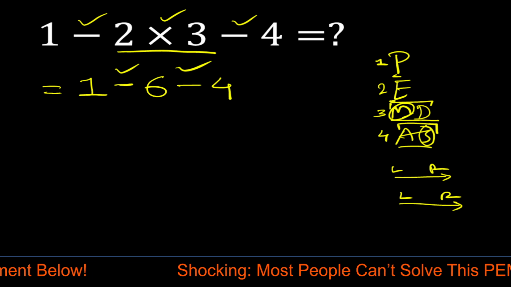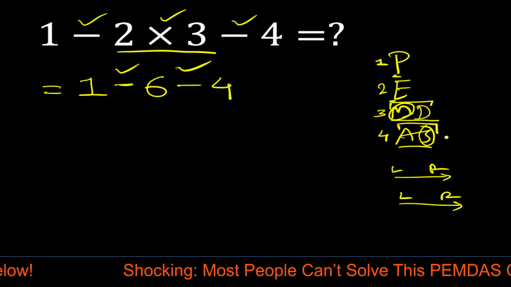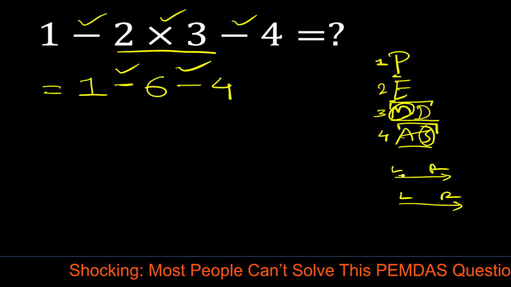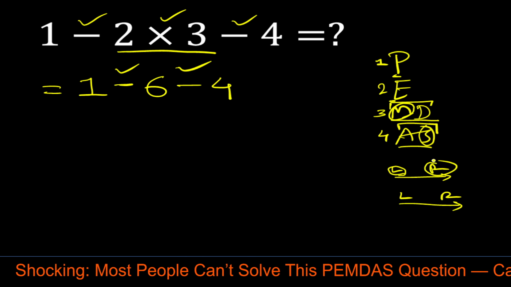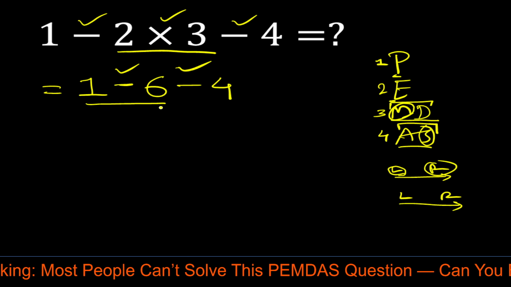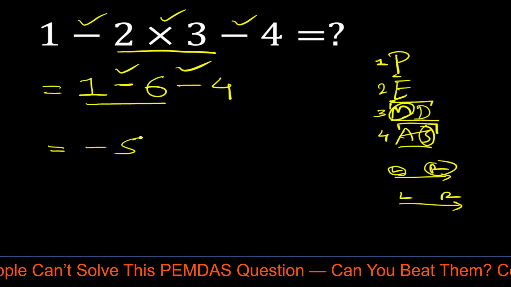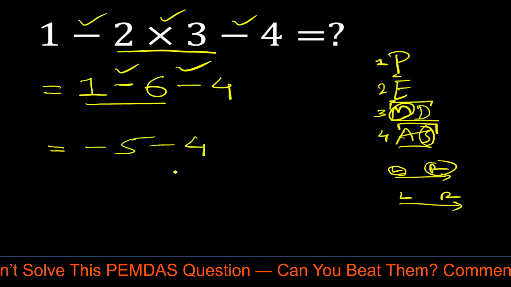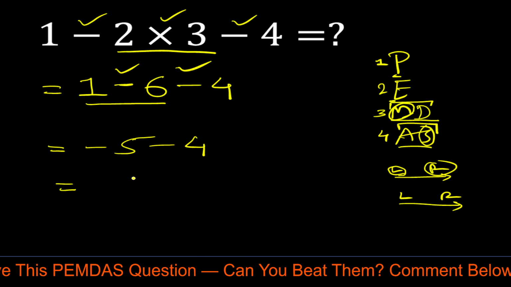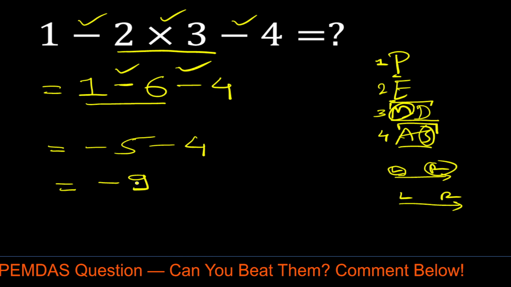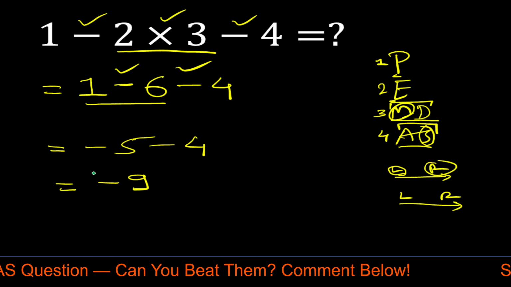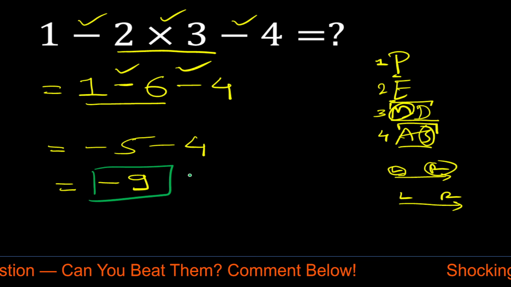Now here we have subtraction and here subtraction, and both have equal priority, so we have to solve from left to right. So first we have to solve this subtraction. So 1 minus 6 is equal to minus 5, minus 4. So minus 5 minus 4 is equal to minus 9, right? So the correct answer is minus 9.